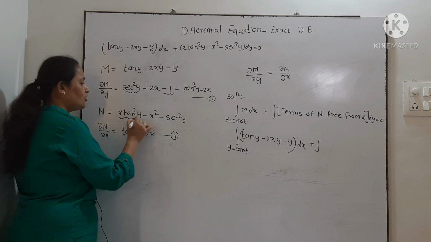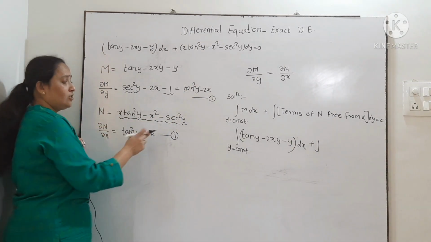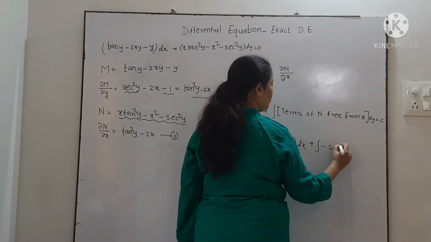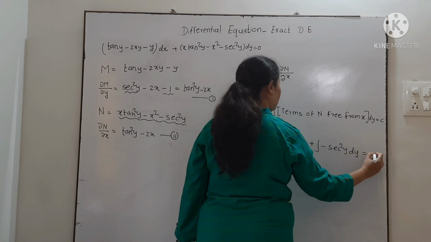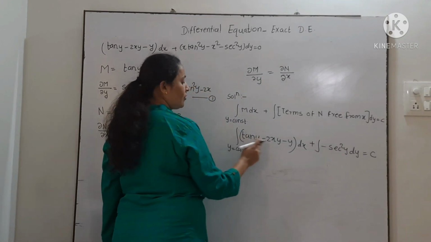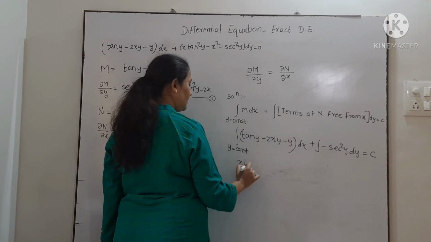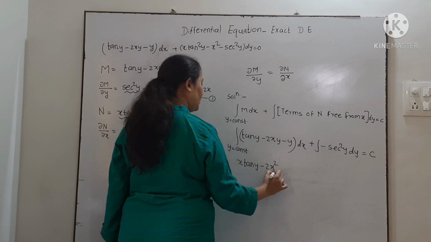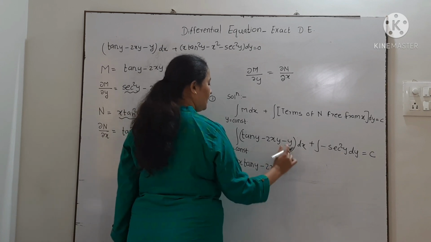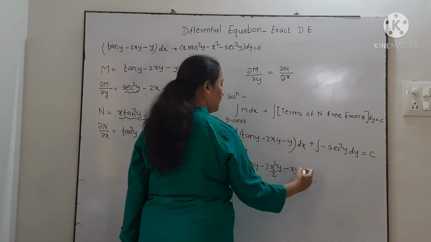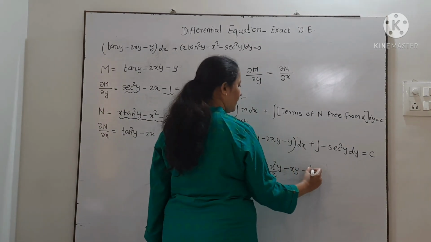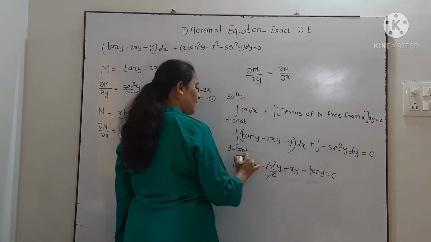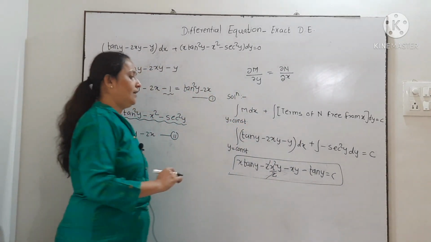This is N. We will consider those terms where there is no x. So there is only one term, that is minus sec square y. So minus sec square y dy equal to c. We will integrate this. Tan y is constant, but the integral of dx is x. So it is x tan y, minus 2 times the integral of x, which is x square upon 2, y as it is, minus the integral of y, which is xy, minus the integral of sec square y, which is tan y, equal to c. This 2 and this 2 will get cancelled and we will get the required answer.